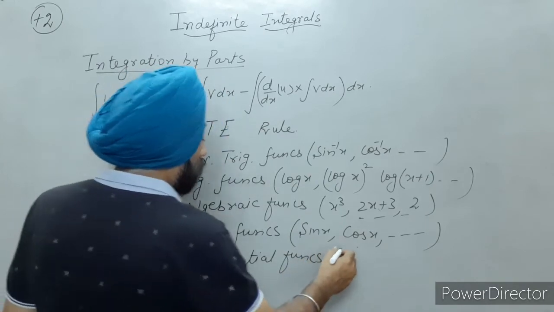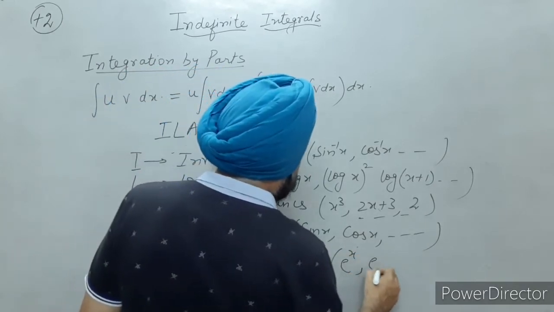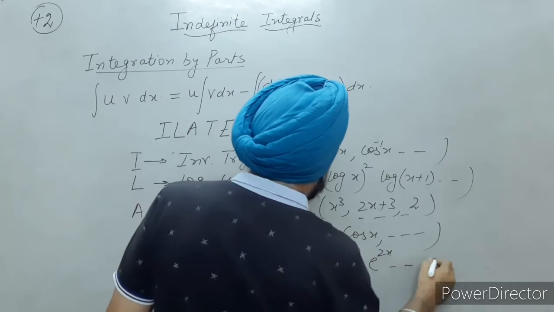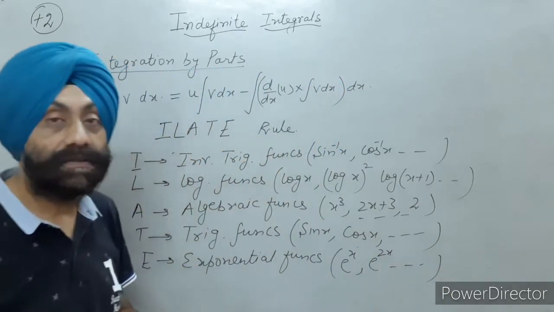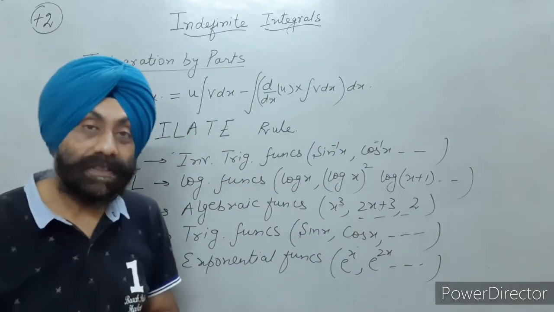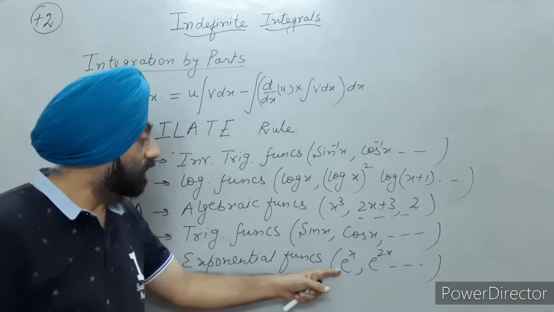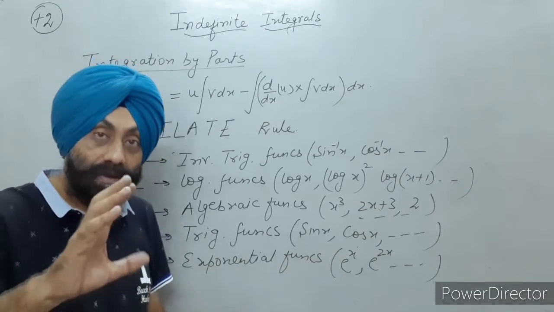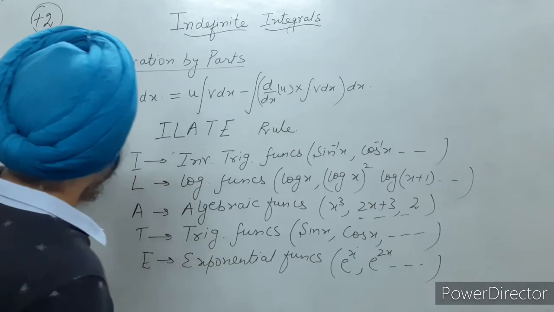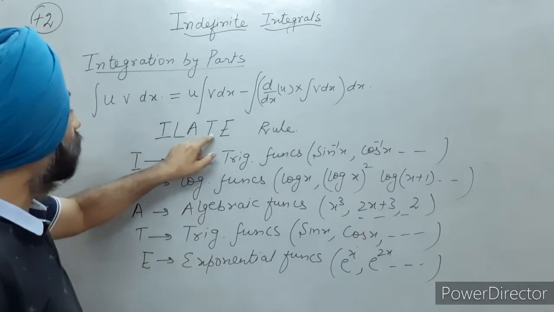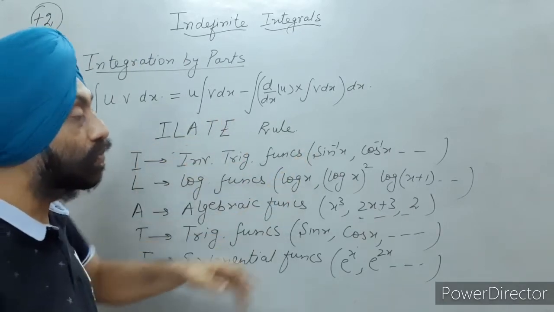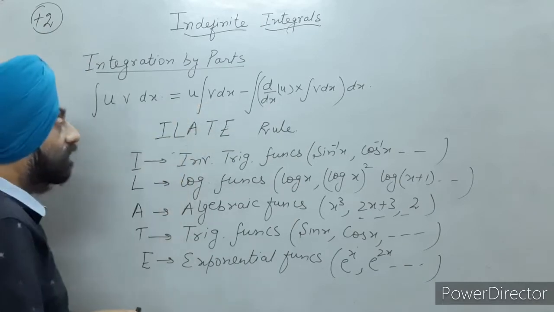Exponential functions are of this kind: e^x, e^{2x}, and so on. E to the power x, or e to the power ax, or e to the power 2x. Exponential functions, right? The order of integration is ILATE, the Eilert rule.